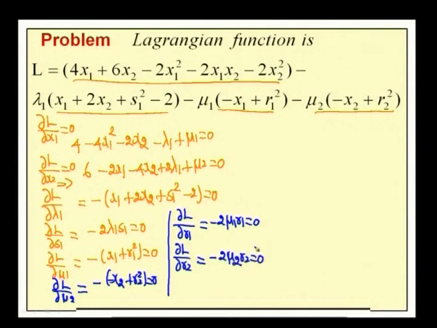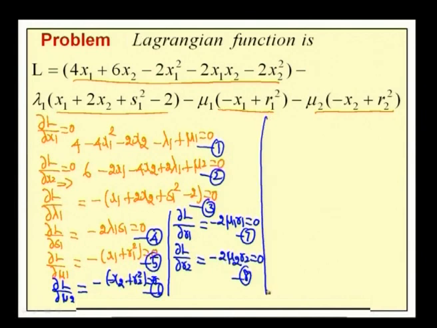So, from the Lagrangian function, the partial derivatives of L with respect to x1 and x2 give us equations 1 and 2, the partial derivative of L with respect to lambda1 gives us equation 3, and the partial derivative of L with respect to s1 is equation 4. The partial derivative of L with respect to mu1 is equation 5, mu2 is equation 6, and the partial derivatives of L with respect to r1 and r2 are equations 7 and 8.